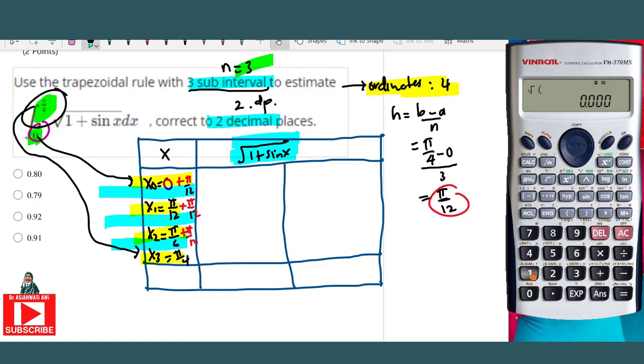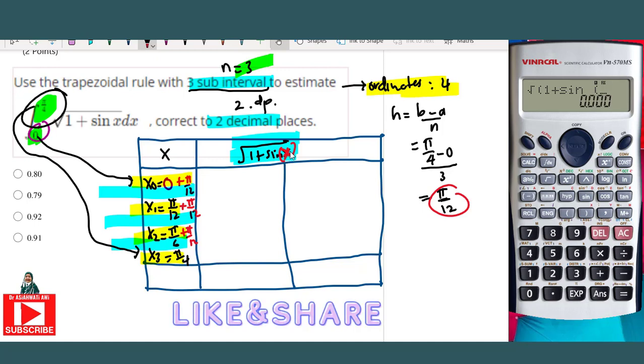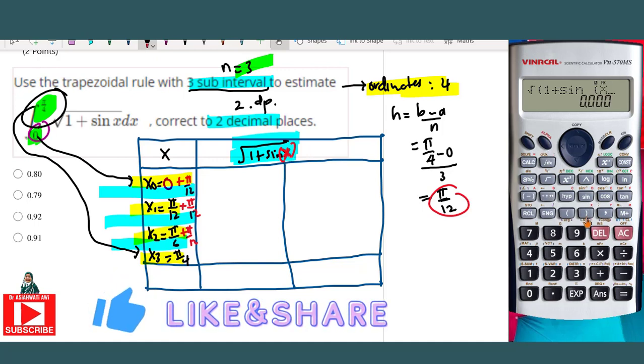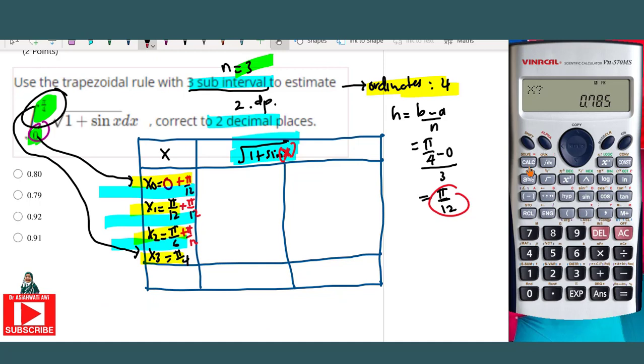Bracket 1 plus sine in bracket. This is the old version. And this x, x is the variable, means you need to hit the button alpha x and close for sine x. Close the bracket. Hit the button calculate, what is x?